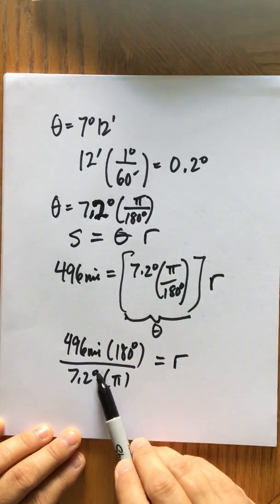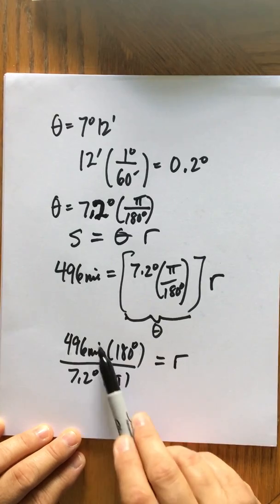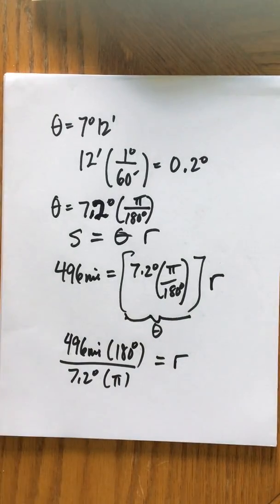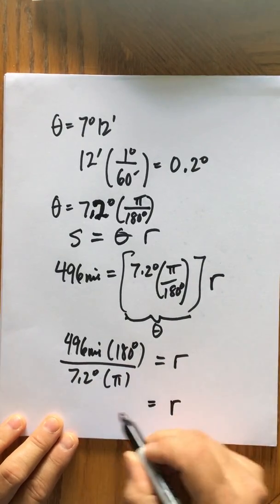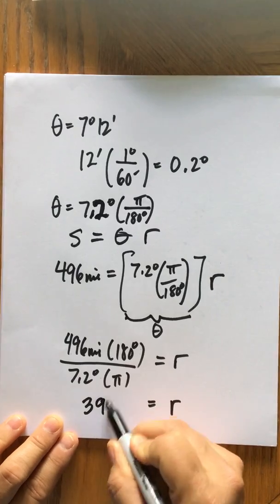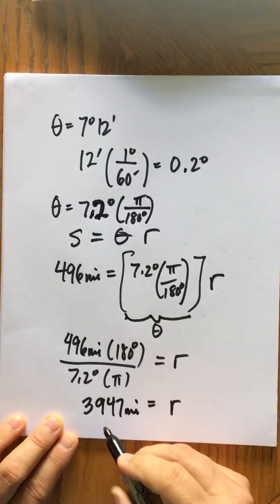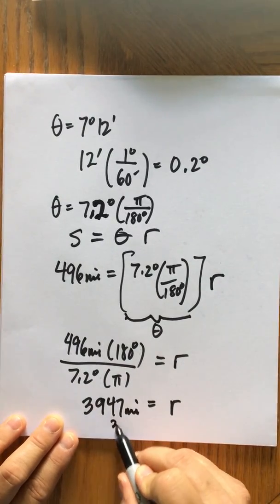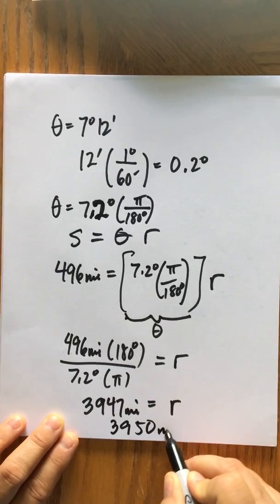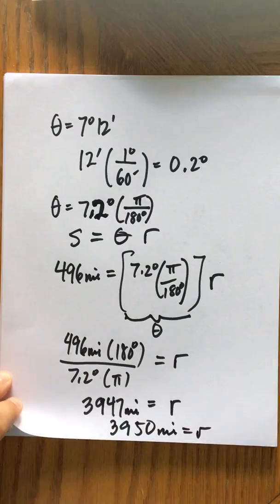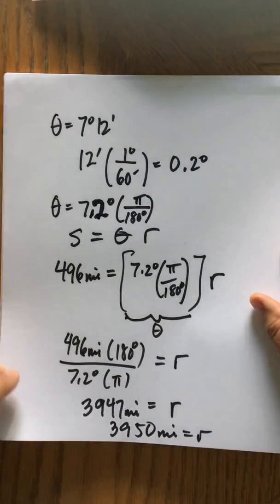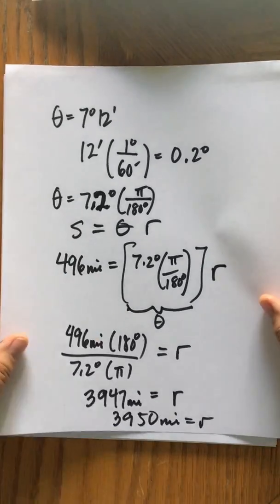So notice what will happen, the degrees will cancel out and you'll be left with units of miles, and pi is just a constant, 3.14159... So if you do all this in your calculator, you're going to get that the radius is 3,947 miles, which they will probably round to 3,950 miles. All right. But that's amazing, isn't it? Just using a pole and knowing some trigonometry.